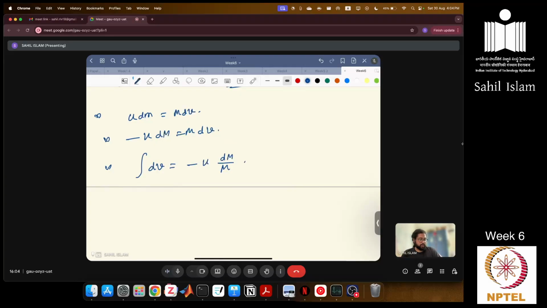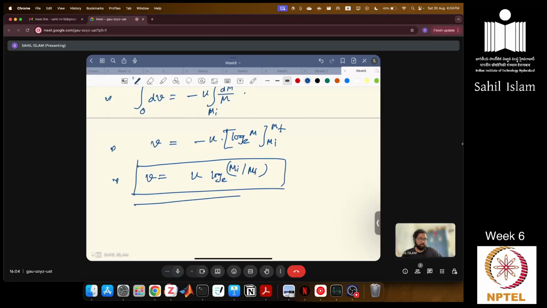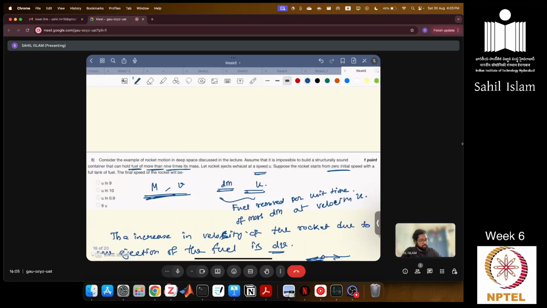Now if we integrate this from some m initial to m final and from 0 to v, v becomes minus u log of m initial to m final. So v equals, we observe this negative sign, u log mi by mf. So v is this.